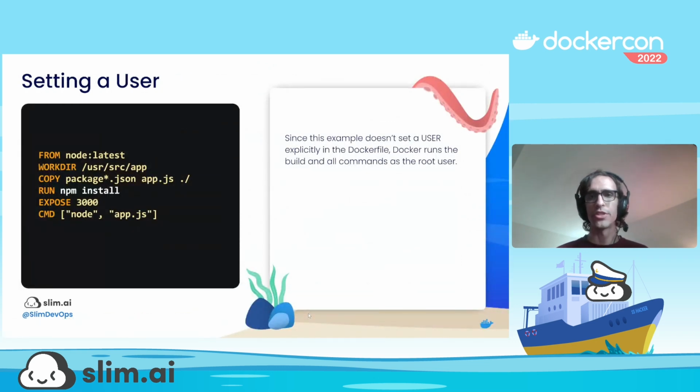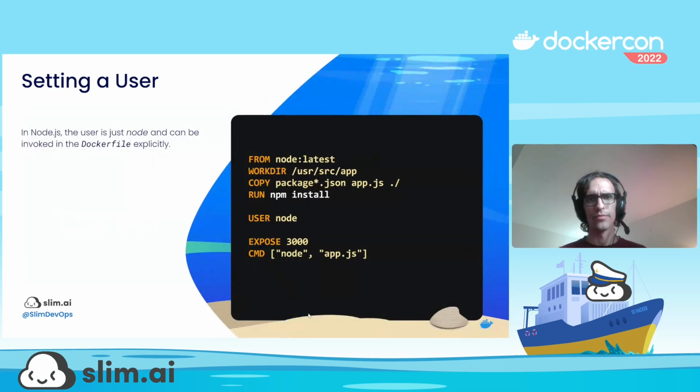The first of which is setting a user. In this example, you can see there are no user commands anywhere within this Dockerfile. What this means is that Docker is running all build and subsequent commands as the root user. So what do you do about this? Here we make a single line addition of USER node. For a Node.js application, the user is just node, and we can explicitly invoke this in a Dockerfile.